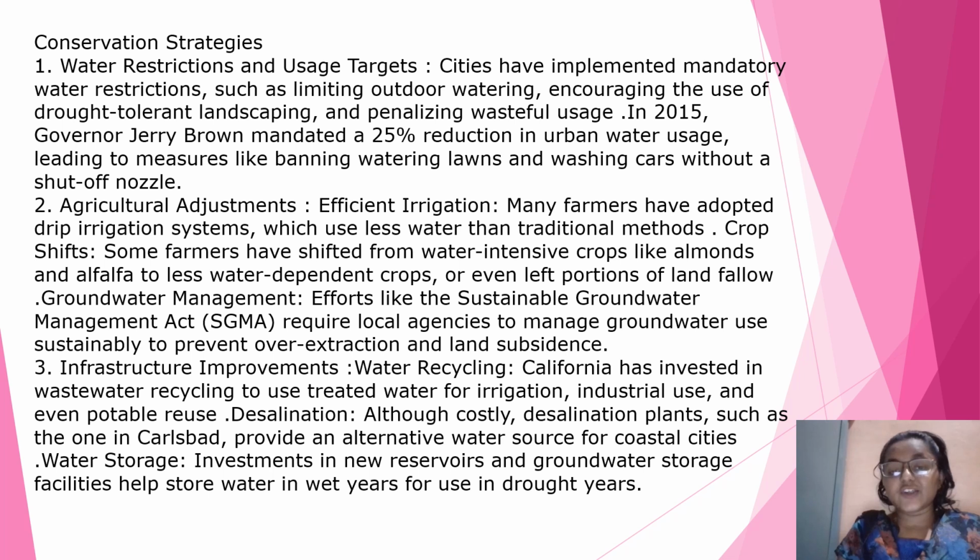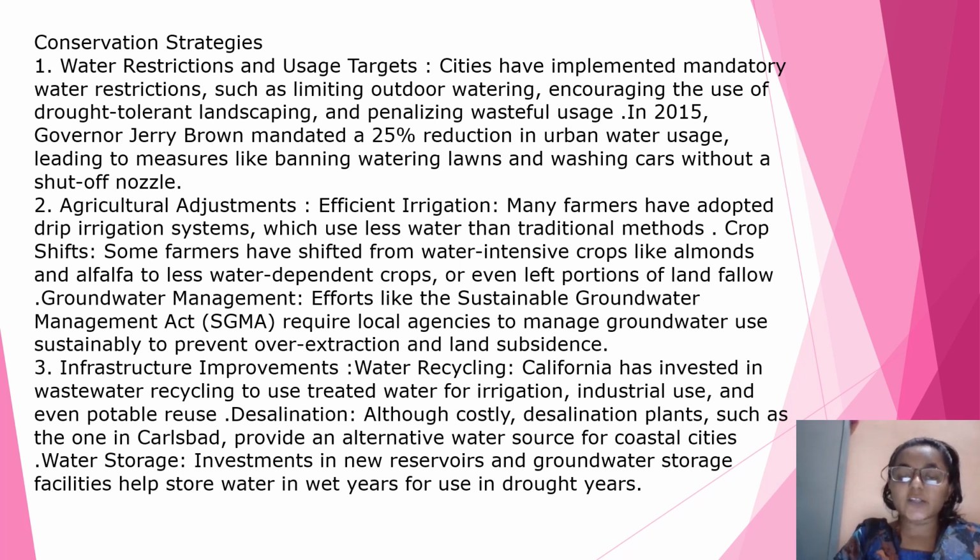Agriculture adjustments, efficient irrigation. Many farmers have adopted drip irrigation systems, which use less water than traditional methods. Crop shifts. Some farmers have shifted from water-intensive crops like almonds and alfalfa to less water-dependent crops, or even left portions of land fallow. Groundwater management efforts like the Sustainable Groundwater Management Act require local agencies to manage groundwater use sustainably to prevent over-extraction and land subsidence.